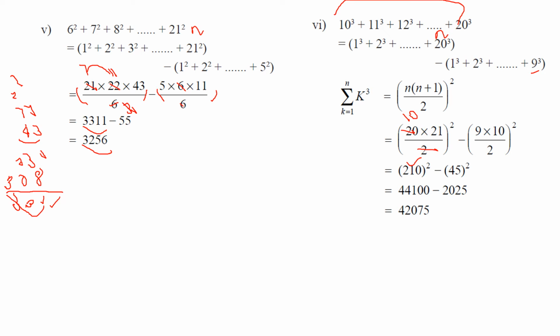Here cancel it 5. 9 5s are 45. So 210 squared, that is 21 squared is 441. So 0, so 44,100. 210 squared is 44,100 minus 45 squared is 2025. So minus it, you get it 42,075 is the answer.